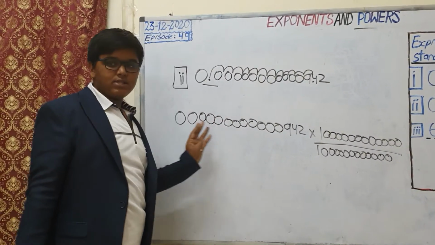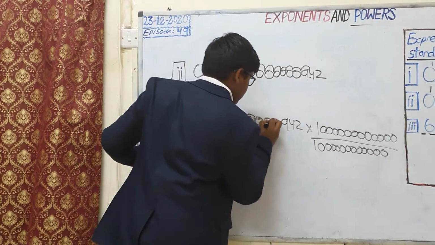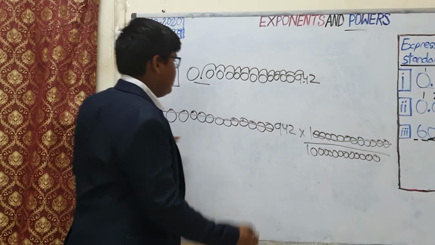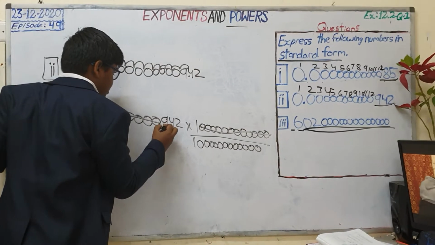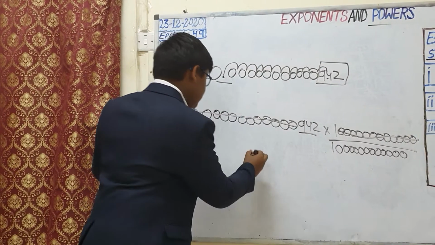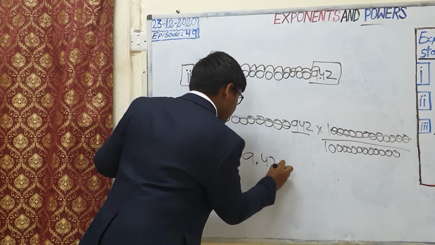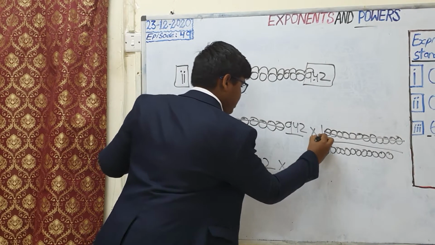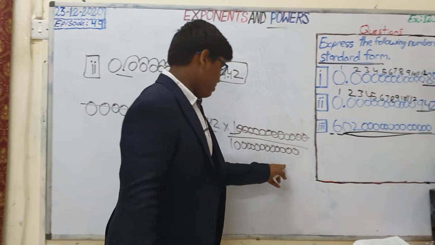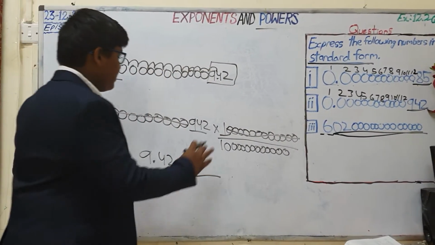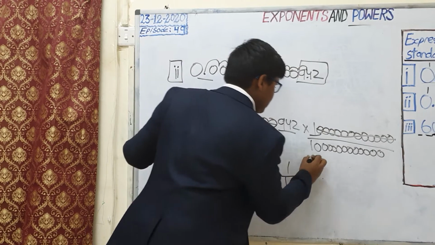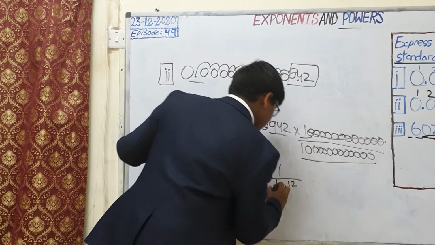Now first cancel all these zeros. When we cancel them, we get the remainder as 1, and this 942 will be converted into the decimal. So here we got the decimal as 9.42 into 1 by, now here we can't write the same large number, that's why we'll write it in the power form: 10 with 12 zeros, that is 10 raised to the power 12.